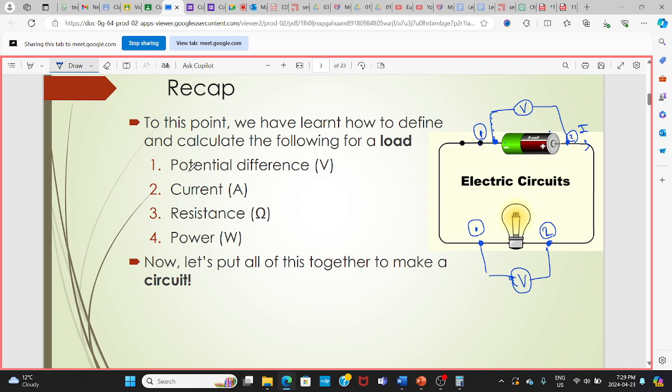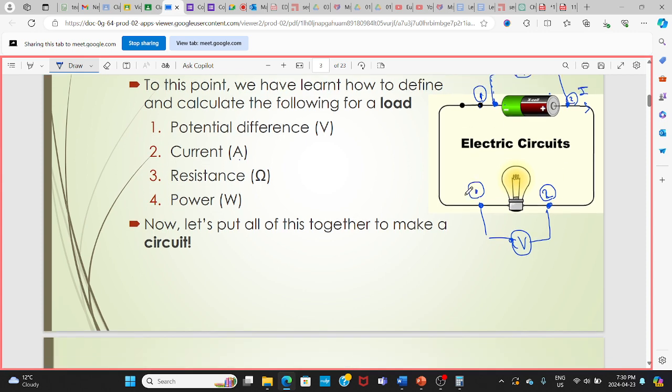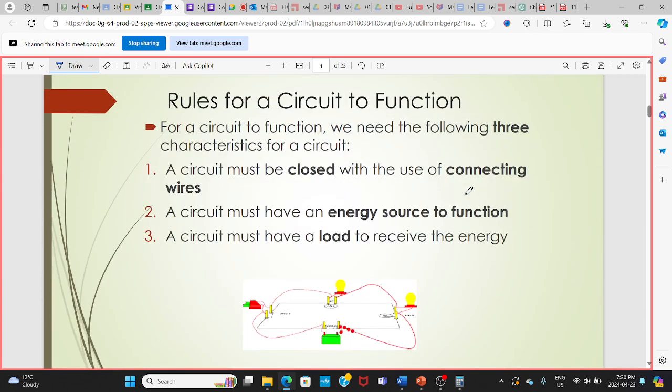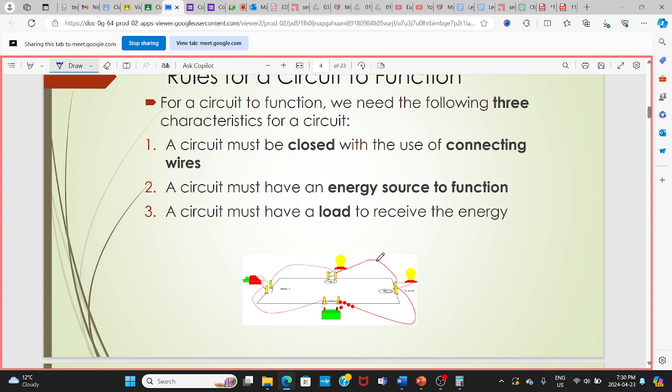So you already know the potential difference is volts, V, current in amperes, resistance in ohms, and power in watts, W. And we put them together, make it circuits. Okay, so this is more practical. If you go to the lab, you will see this kind of setup.